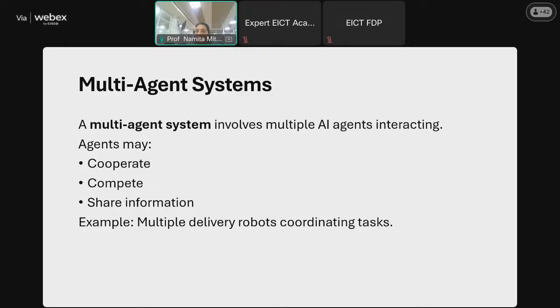Now there's a term, a multi-agent system. It involves multiple AI agents. So one agent may be an expert in, for example, cooking. The second is good at teaching. The third is a good researcher, and all are interacting with each other. So agents may cooperate with each other. They may compete with each other, but of course share information with each other.